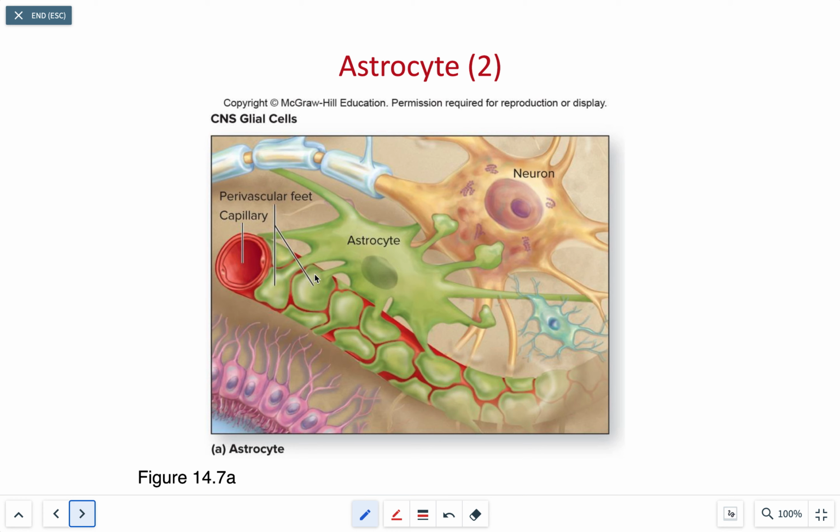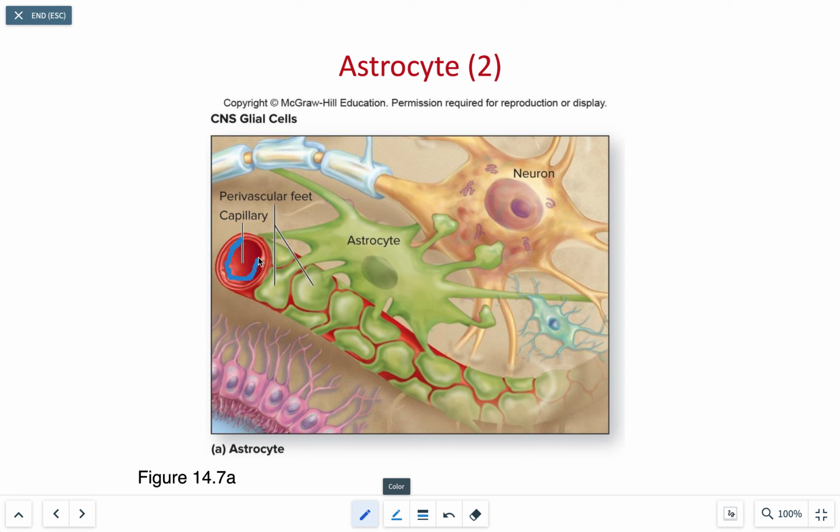The first thing we see is these paravascular feet here. These paravascular feet are extensions of the astrocytes, and they wrap around each individual capillary that is coming into the brain. The astrocytes then secrete a chemical, and these chemicals are maintaining the permeability characteristics of the very inner layer of a capillary, which is called the endothelial lining.